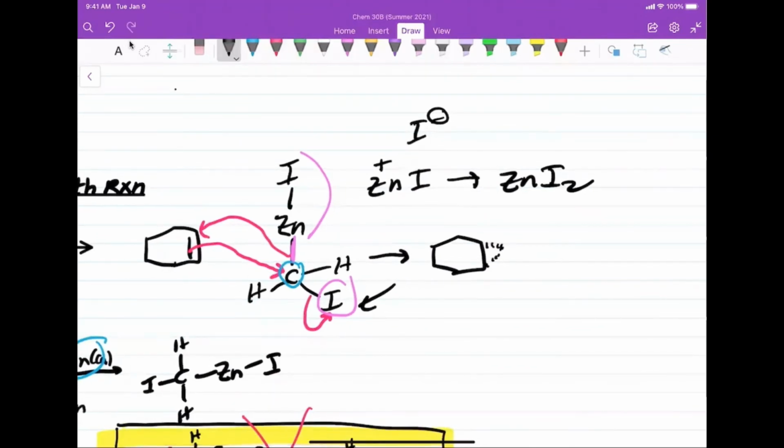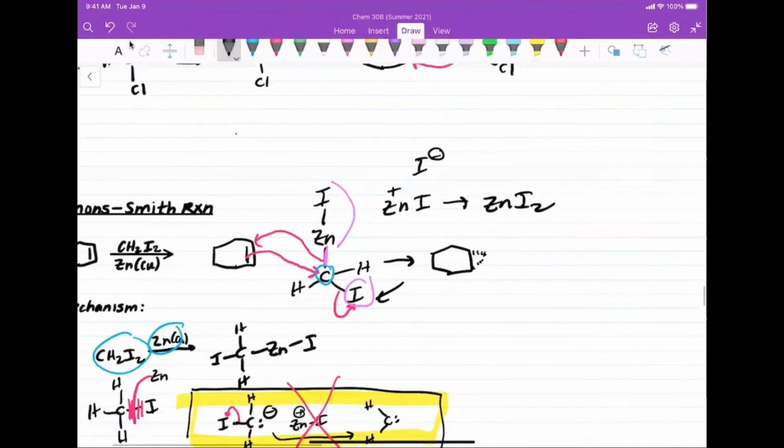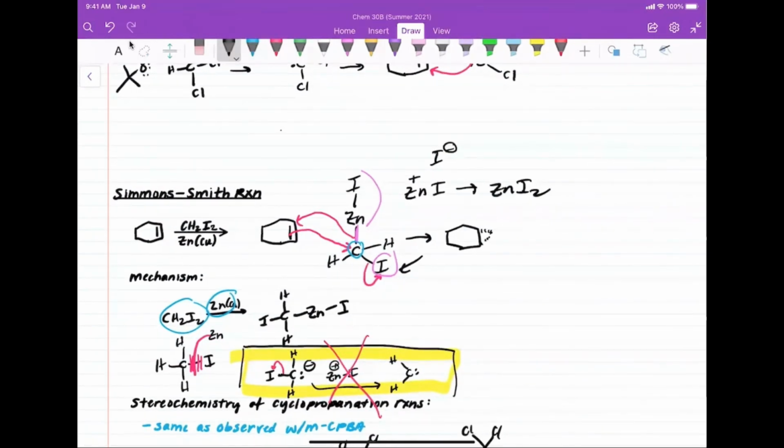So just using the electrons in the carbon-zinc bond to form a new bond and knowing that those electrons belong to carbon and not to zinc, that's how you rationalize where the zinc is going. It's just going to separate out and ion pair with whatever else is in there.